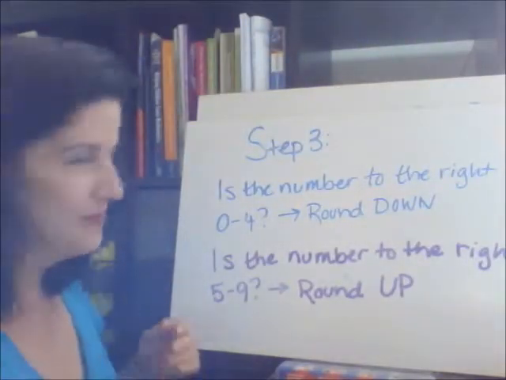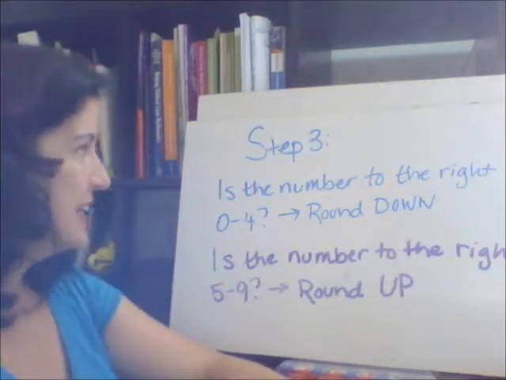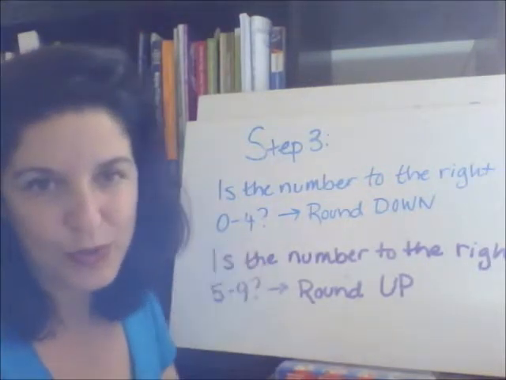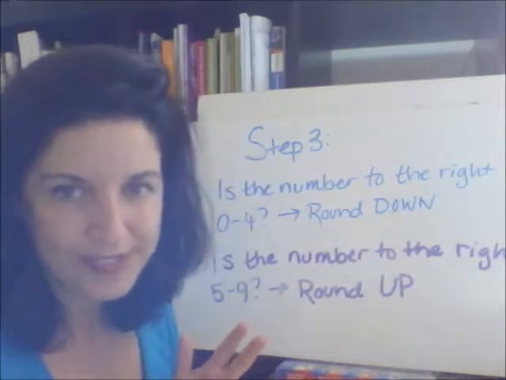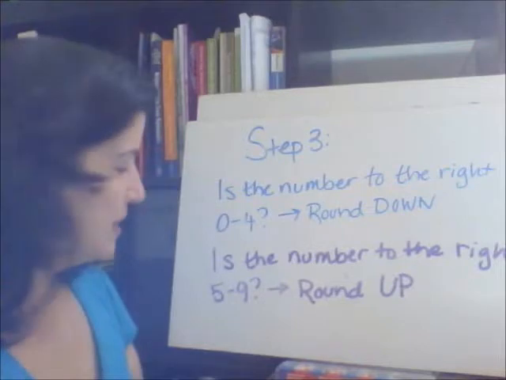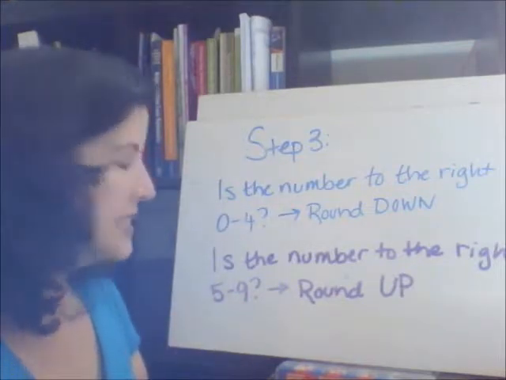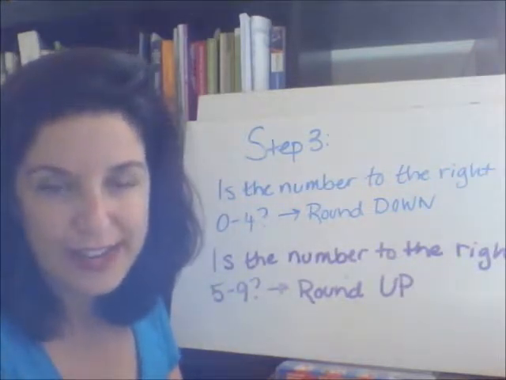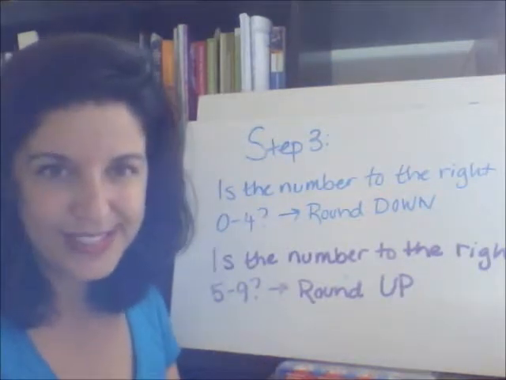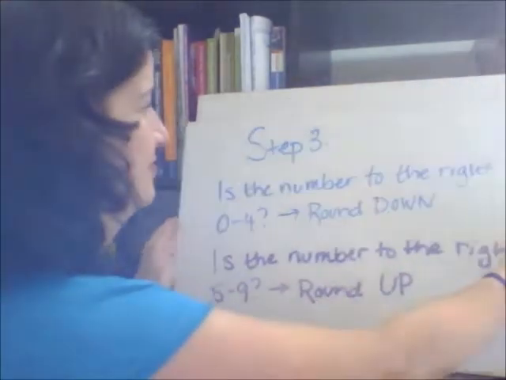Step 3, ask yourself this question. Is the number to the right a 0 to a 4? 0, 1, 2, 3, or 4? If it is, you round down. Or is the number to the right a 5, 6, 7, 8, or 9? If it is, you round up. Okay, I will show you.